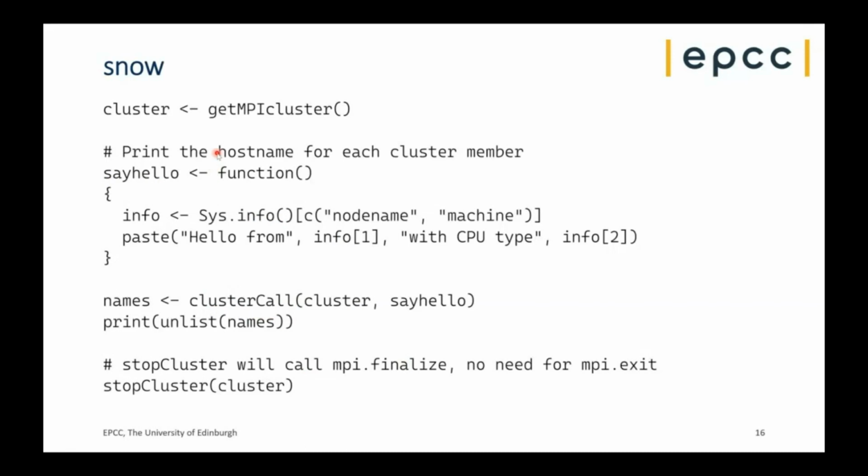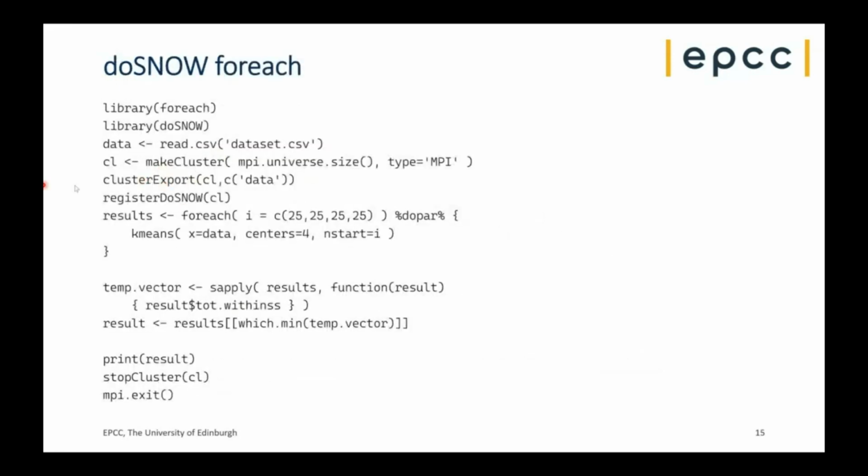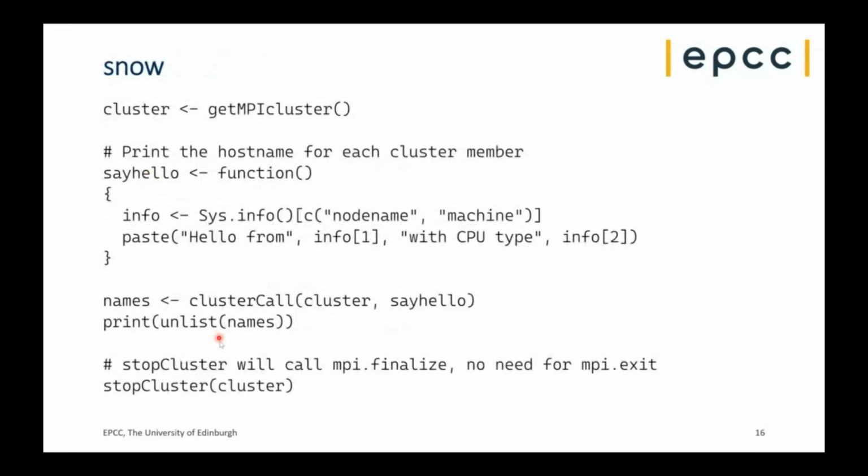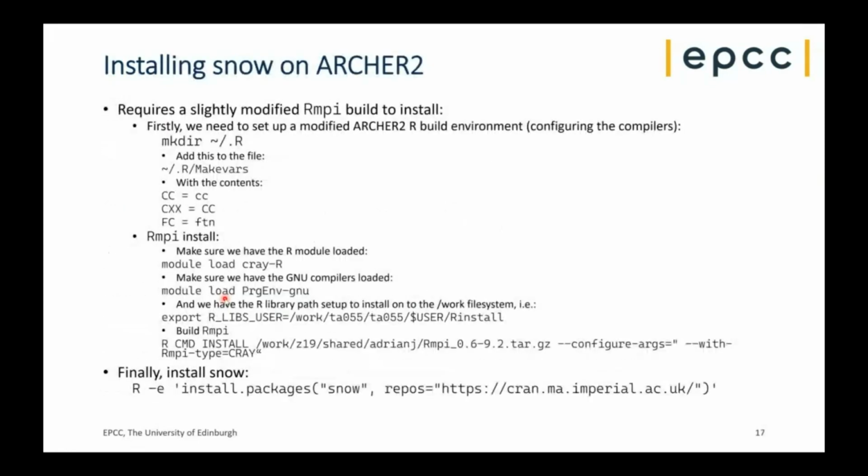So we don't have to restrict ourselves necessarily to loops or lapply or sapply or those kind of standard functions inside. What we can do is write more complex functions that we can ship across to different workers. And with this kind of functionality, cluster export, we can also ship data backwards and forwards as well. So we can create cluster calls and cluster exports to move data and move work around the workers we have.